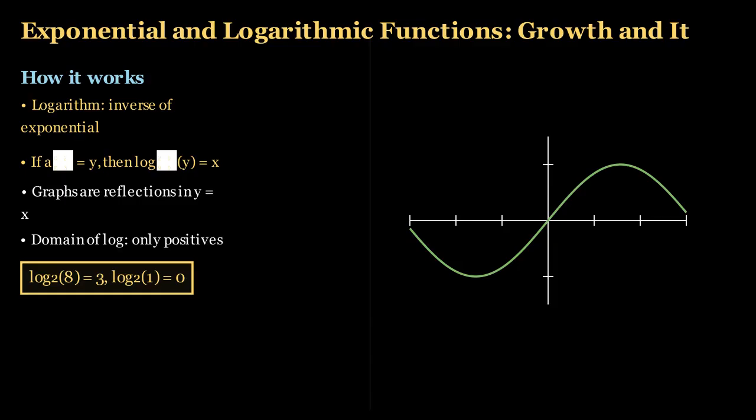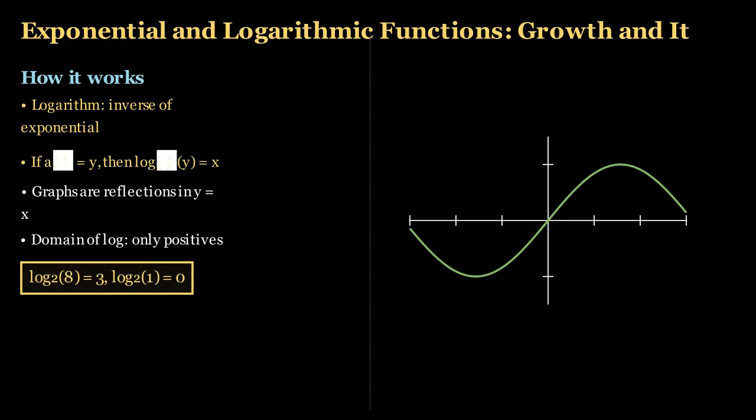Let's solve a concrete problem. A lab dish starts with 100 bacteria. They double every hour. The growth function is number of bacteria equals 100 times 2 to the power t, where t is in hours. We want to know, after how many hours do we have 1 million bacteria?